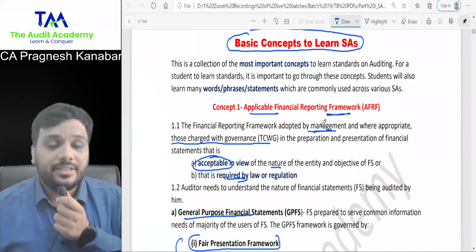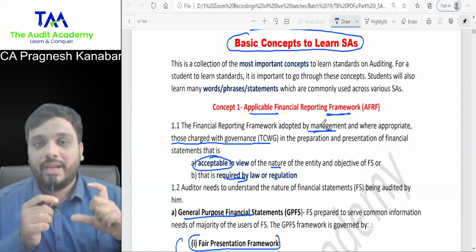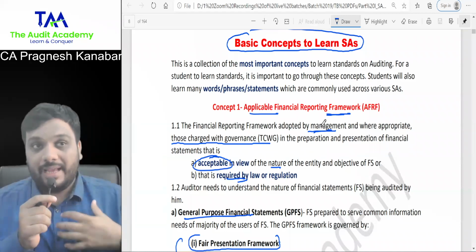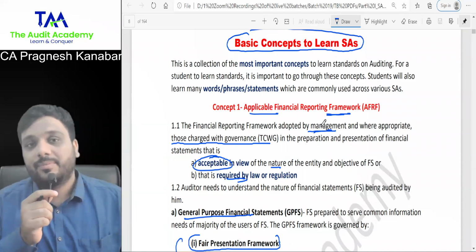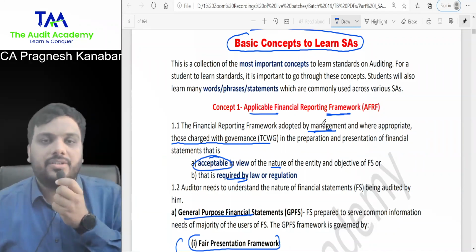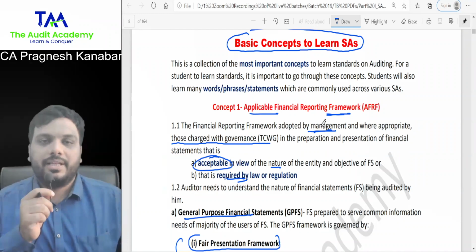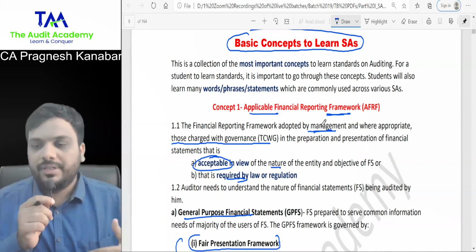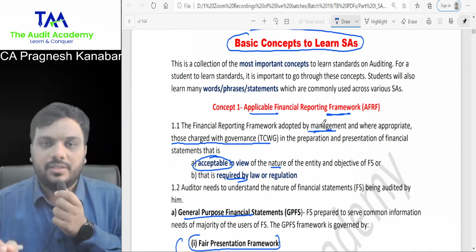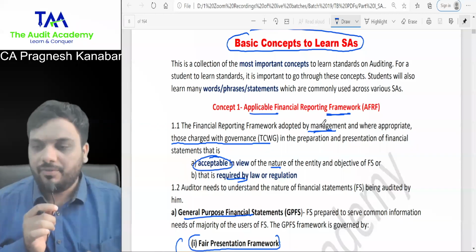So we had a very interesting discussion that applicable financial reporting framework is nothing but the guidelines based upon which entity prepares its financial statements. And as an auditor, we need to obtain an understanding of these guidelines, because when we express an opinion, we have to check whether financial statements are as per applicable financial reporting framework or not. Then I introduced the concept of fair presentation framework and compliance framework. So tell me, Schedule 3 of Companies Act 2013 along with IND AS is F for fair presentation framework or C for compliance framework?